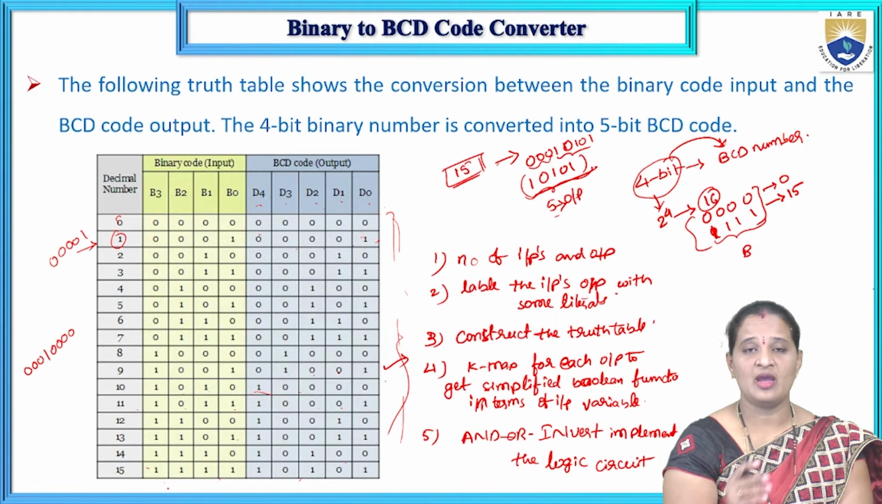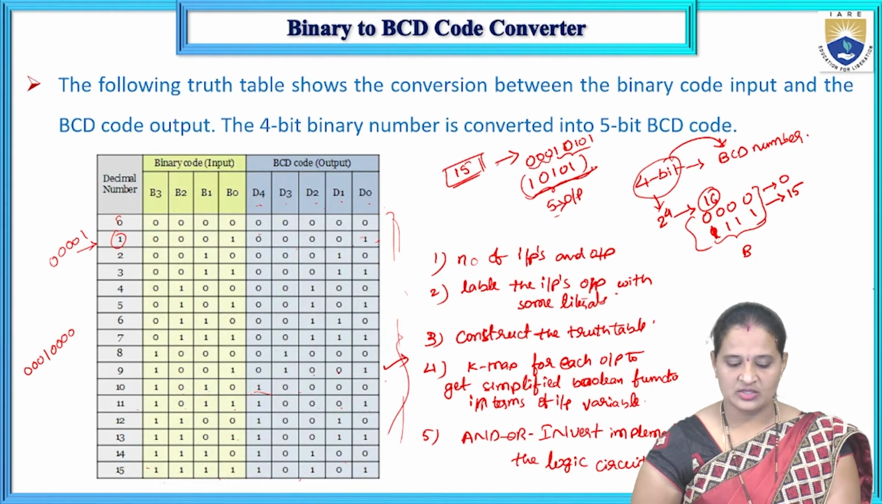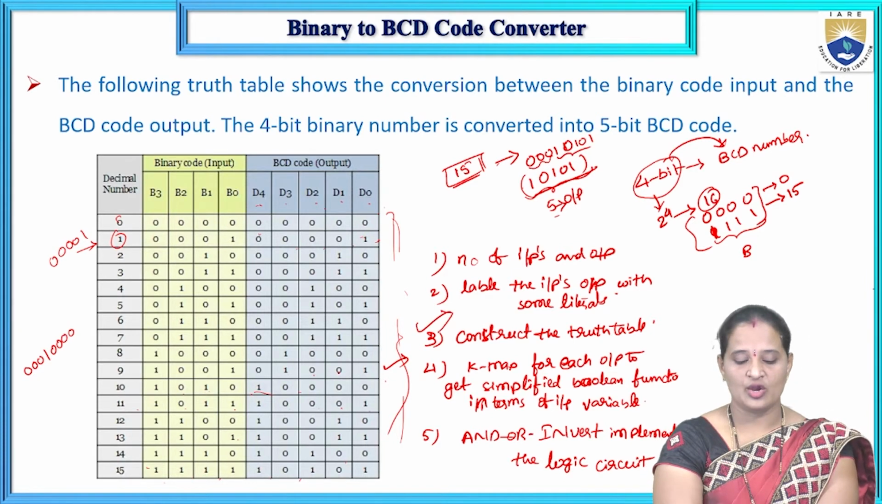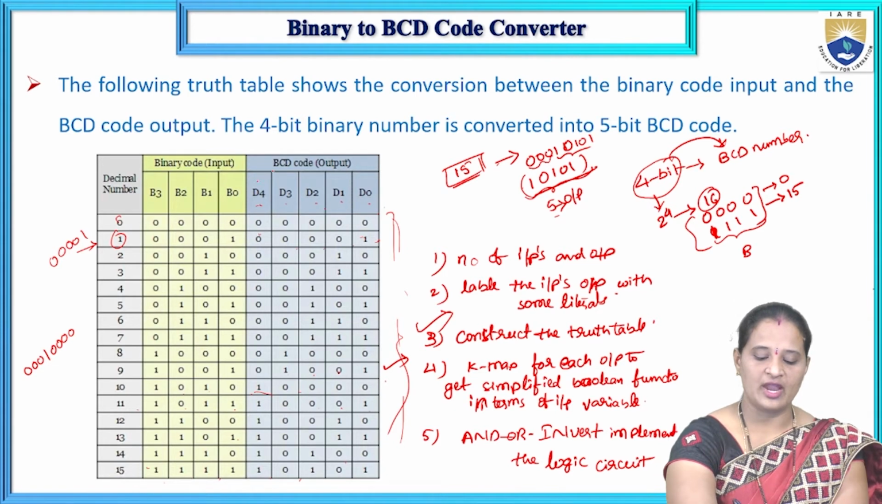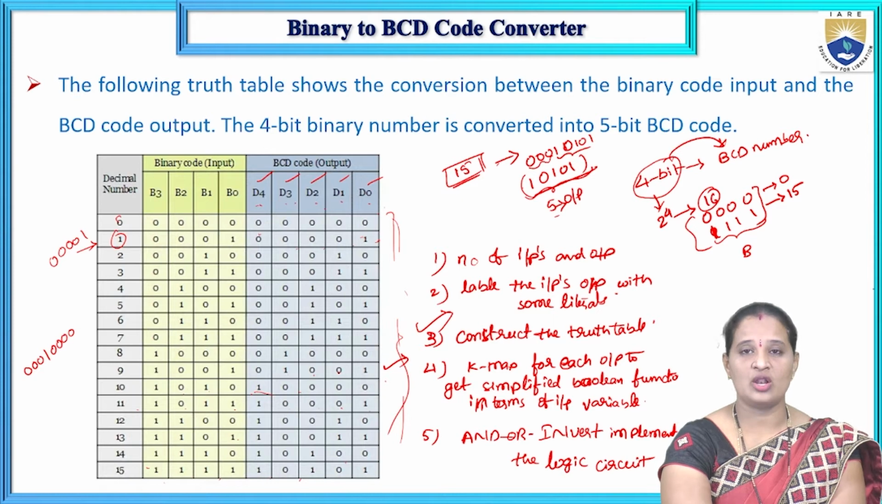So what is our aim? I want to design a circuit in order to convert a given 4-bit binary code into BCD code. So now this is the truth table. Up to the third step has completed. Now what we need to do? We need to get the simplified Boolean expression for all the outputs D4, D3, D2, D1 and D0.